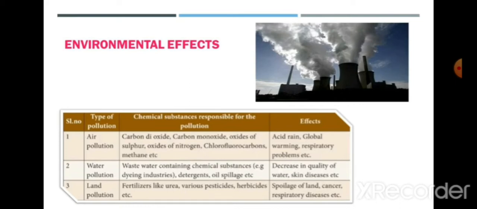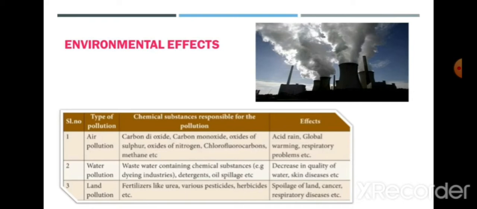The substances which cause these changes are called pollutants. Generally, there are three types of pollution, viz. air, water, and land pollution. Due to increasing human activities, a lot of chemical substances are produced artificially which harm all the living and non-living things. We can tabulate the types of chemical substances and their effects.